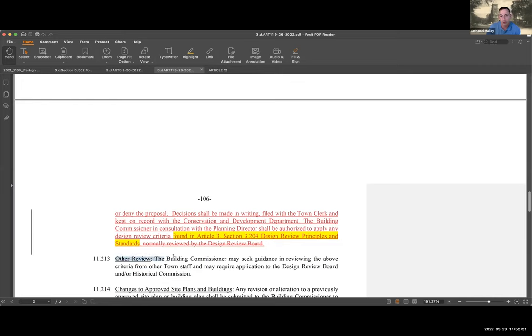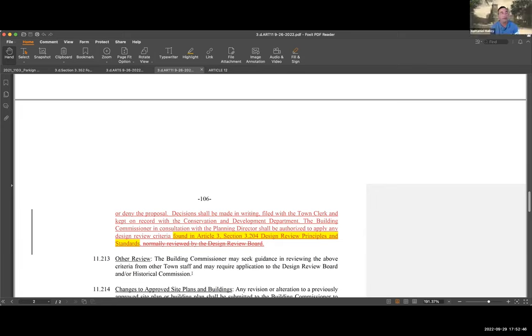But this other review is currently in the bylaw and remains. So for instance— But that's guidance. Yeah, as guidance, yep. But the first one in yellow is "shall be authorized to apply." Apply is different than guidance, right? Guidance is, well, we can seek guidance, we can seek suggestions, but we can't force. Apply is you can force.